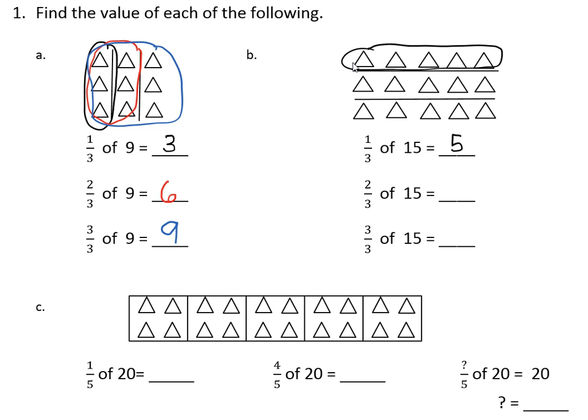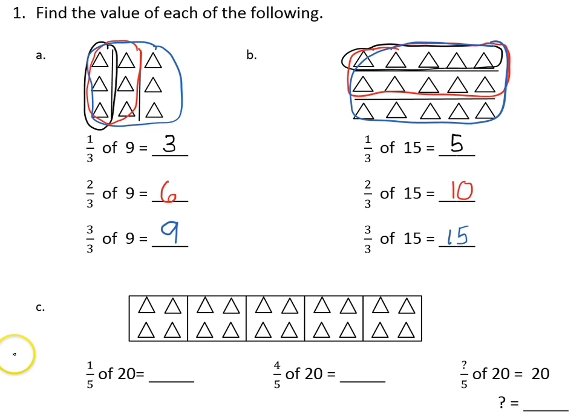To find 2/3 of 15, I need to look at 2 of those groups. 2 out of the 3 groups gives me 10 triangles, which means 2/3 of 15 is 10. And finally, to find 3/3 of 15, I need to look at all 3 groups. Since there's 5 in each group, 3/3 of 15 is 15.